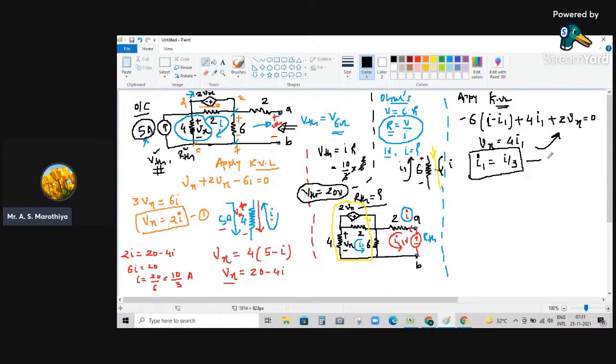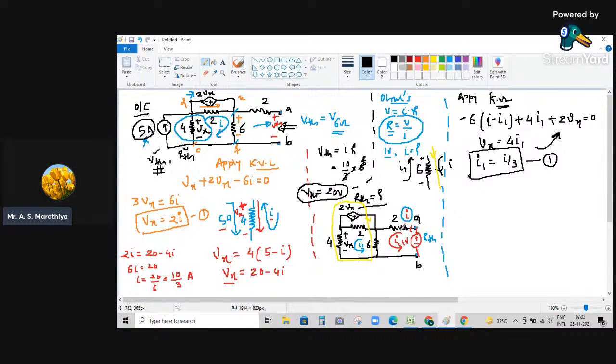This will be your equation number 1. So how do we find this? Simply put Vx equal to 4 into I1 over here. Then 4I1 plus 4I1 is 8I1, and then club the terms and solve them, and you will get I1 as I by 3. This will be your first equation. Now let us try to find one more equation in terms of I and I1.